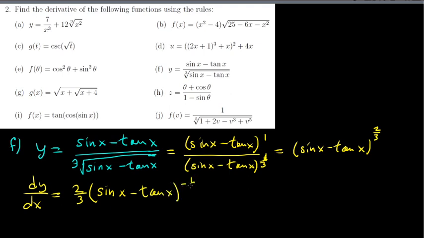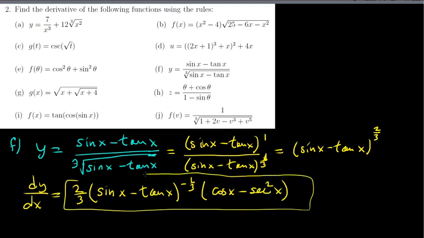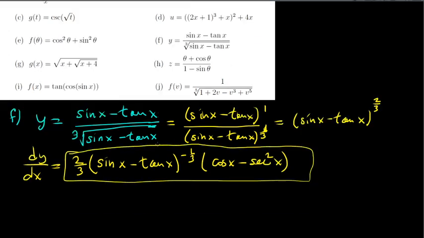Right, to the negative 1/3. And then times the derivative of sine, which is cosine. The derivative of tangent is secant squared. Good enough. Okay.